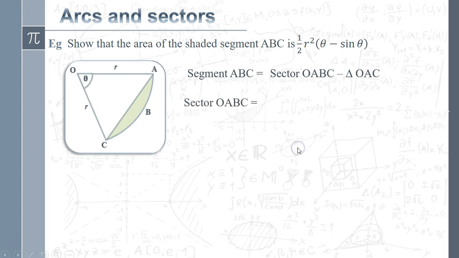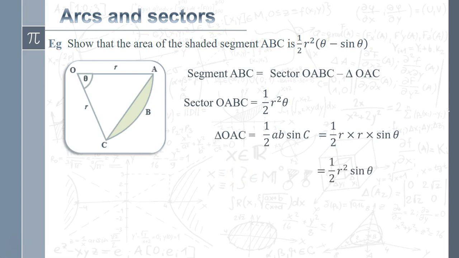So let's kick off with the sector OABC, which is going to be our half r squared theta, and we can't do any more with that because we're just dealing with it in its generic form, so that's that bit sorted. Let's now go for triangle OAC. There's our formula for the area of the triangle. A and B, the sides of the triangle, are both going to be r, so I've got half r times r sine theta, and so that is going to be half r squared sine theta when you tidy it up.